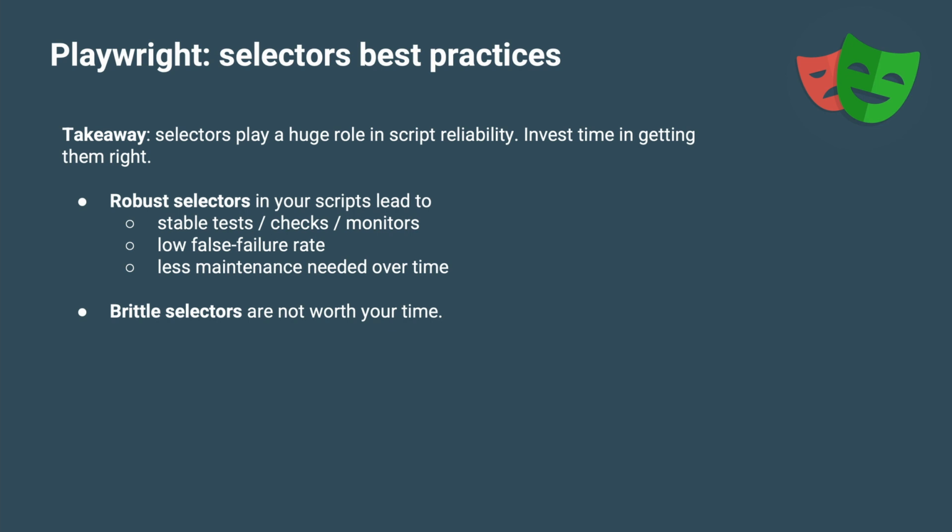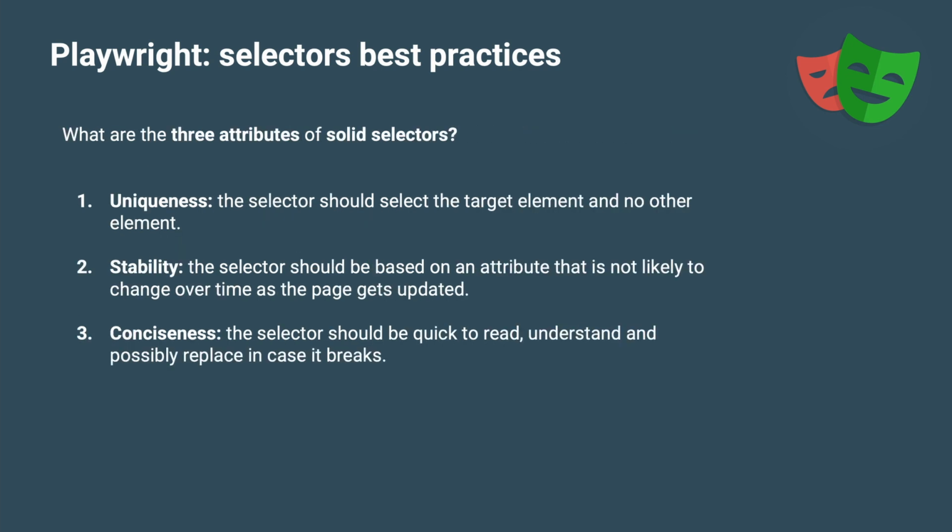So ideally, what we want is robust selectors from the beginning. So what are the attributes of a robust selector? I would say there's 3, or at least I use 3 as my guideline. The first one is uniqueness. So we want something that will reference the target element, what we want to select, and nothing else. IDs are most of the time unique, and therefore they would be our first choice. Unfortunately, they are not always available.